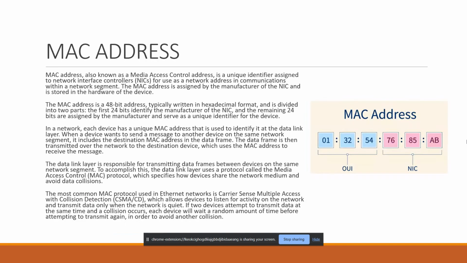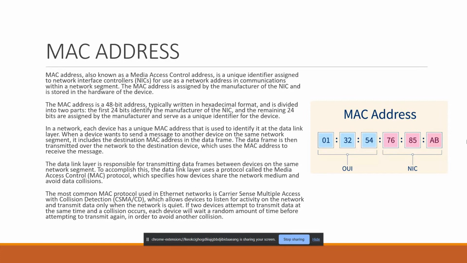A MAC address is a unique identifier assigned to a network interface controller or the NIC for use as a network address in communications within a network segment. It is assigned by the manufacturer of the NIC and is stored in the hardware of the device. It is a 48-bit address and is divided into two parts. The first 24 bits identify the manufacturer of the NIC and the remaining 24 bits are assigned by the manufacturer and serve as a unique identifier of the device.